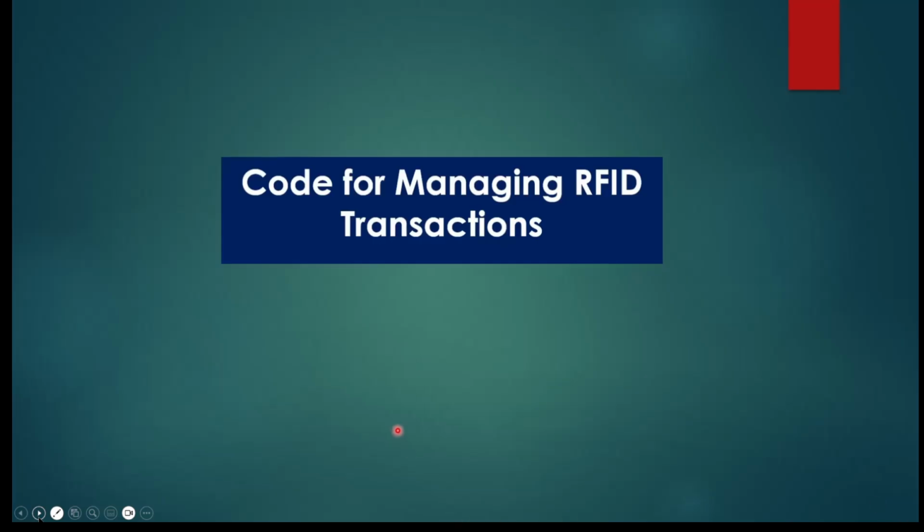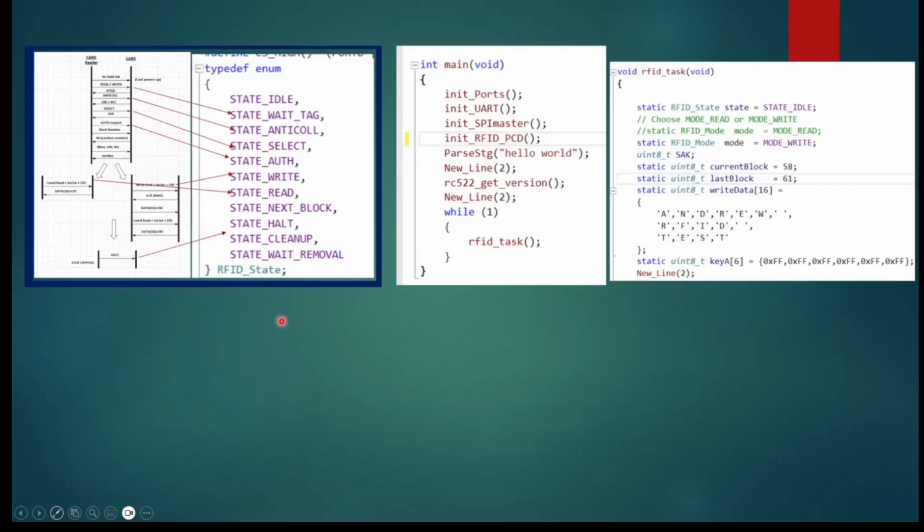So let's go ahead and review the code for managing the RFID transactions. What I did here is I created a typedef which contains all the different states that we're going to have to go through to get a successful RFID transaction. So we have the idle, wait for tag, and the collision, select, authorize, write, read, next block, hold, cleanup, removal. So the routine responsible for managing this task, I should say, is RFID underscore task.